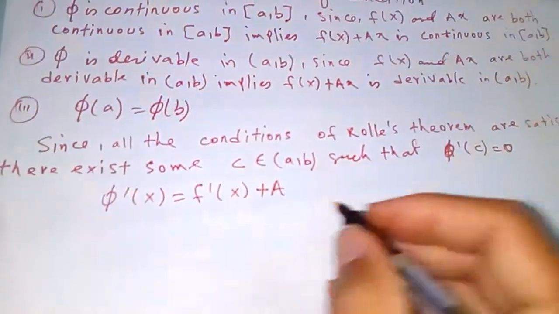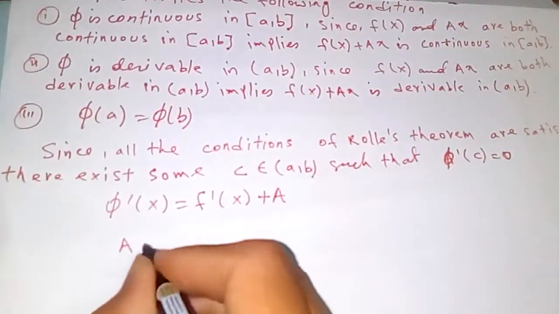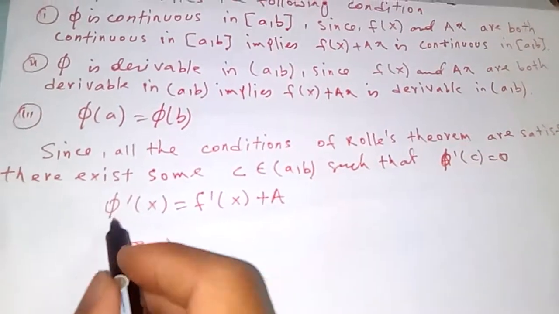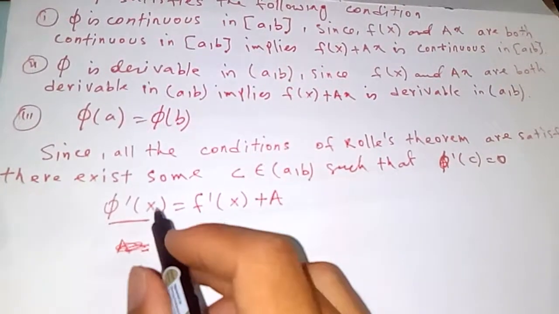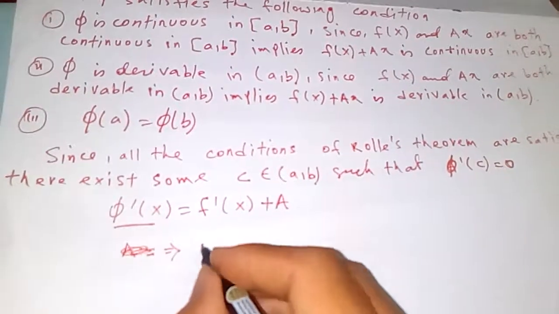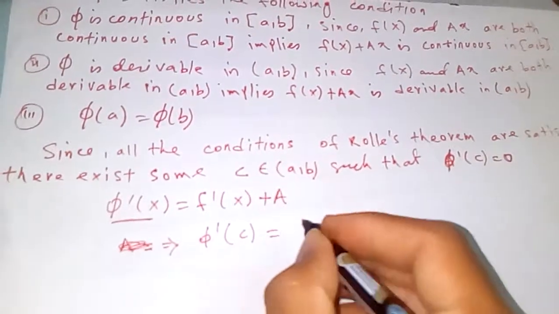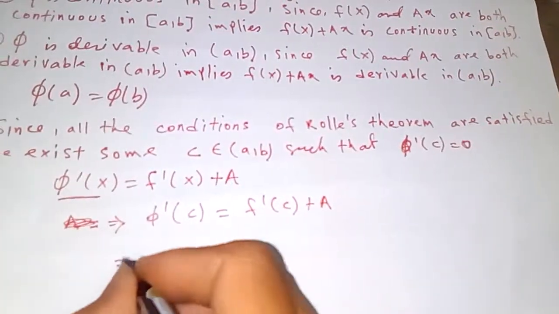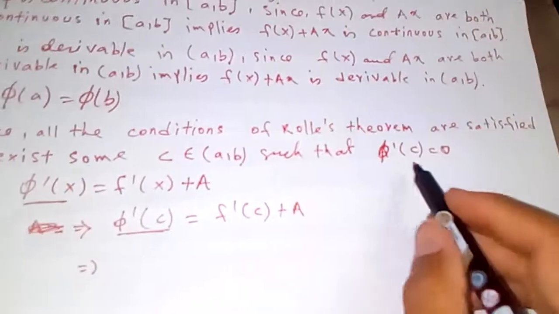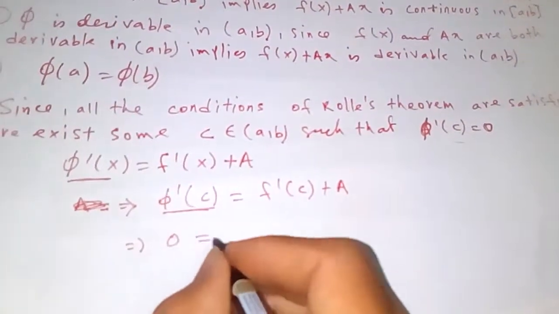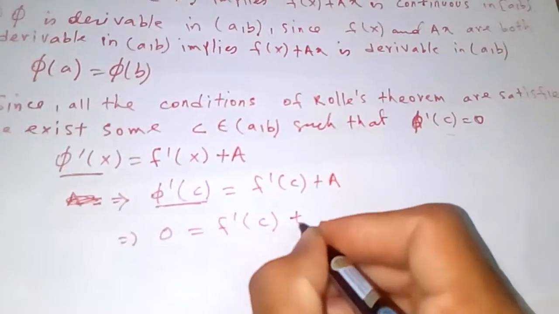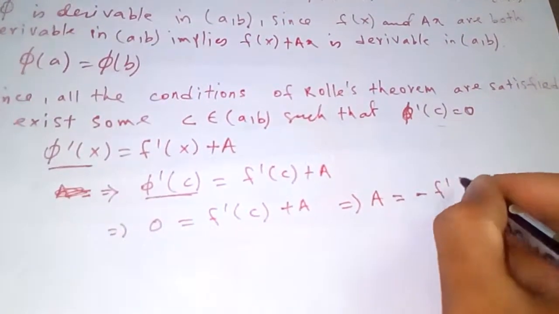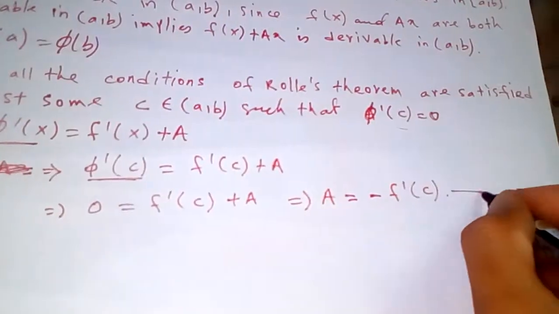Now if you replace x by c, phi prime of c is equal to f prime of c plus A. So this implies, since phi prime of c is 0 already, 0 is equal to f prime of c plus A. Which means A is equal to minus f prime of c. This is equation 2.